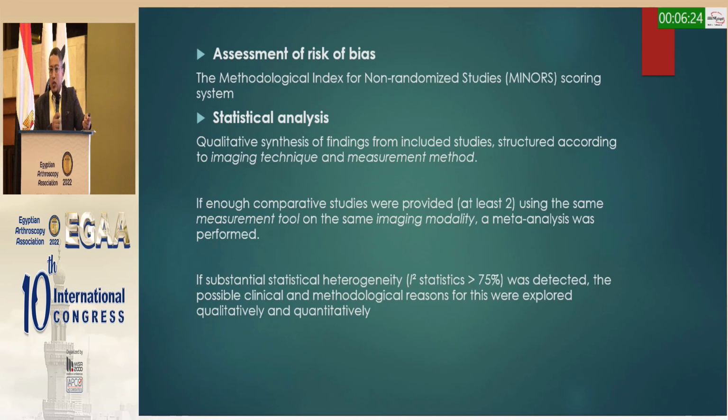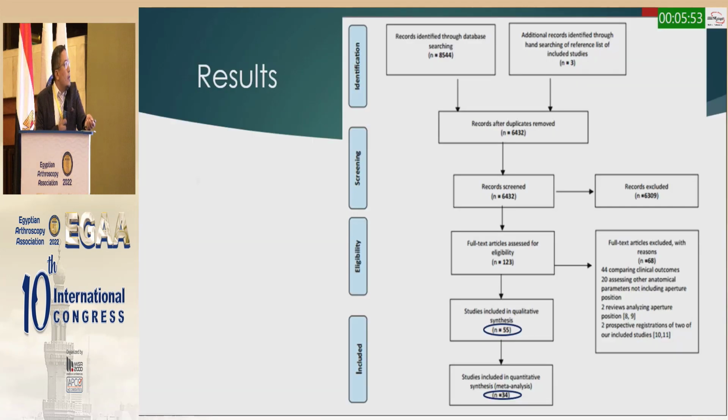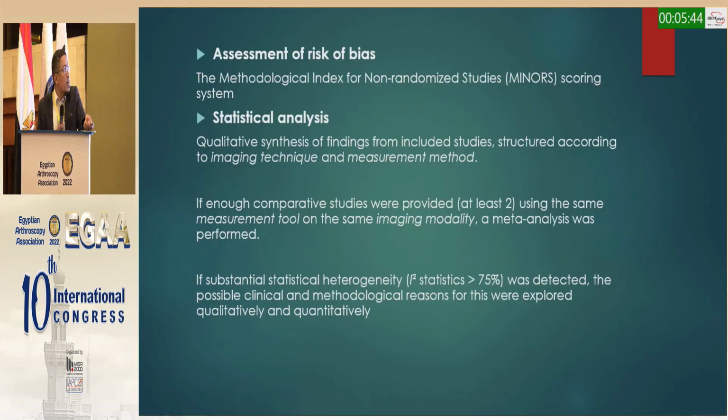We assessed the risk of bias in the included studies by the MINORS scoring system, and provided a narrative synthesis, which is arranged according to the measurement method and the imaging technique. If there were more than two studies measuring the femoral aperture position by the same measurement method on the same imaging modality, we provided a meta-analysis. When we discovered significant heterogeneity, we explored this qualitatively and quantitatively. This is our flow chart, and we had 55 studies for qualitative synthesis and 35 studies for quantitative synthesis.